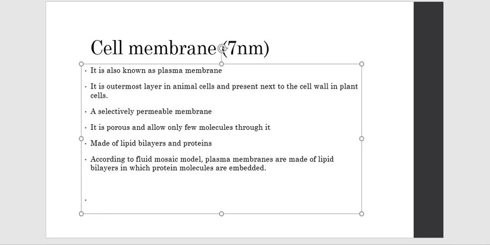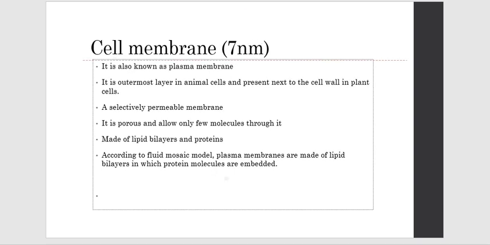Made up of lipid bilayers and proteins. According to the fluid mosaic model, plasma membranes are made up of lipids and proteins, with the lipid bilayers in which protein molecules are embedded.